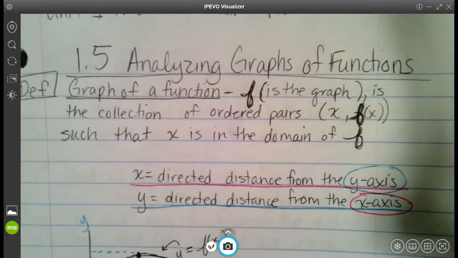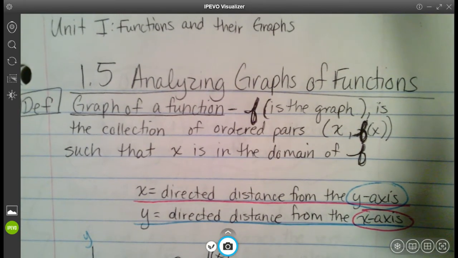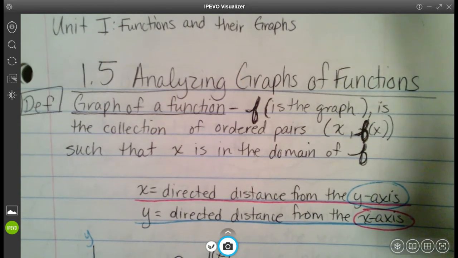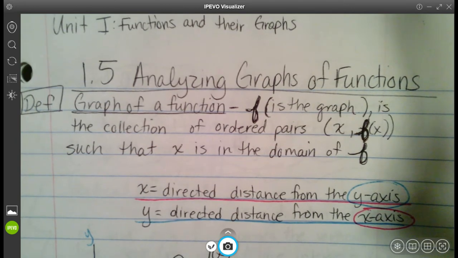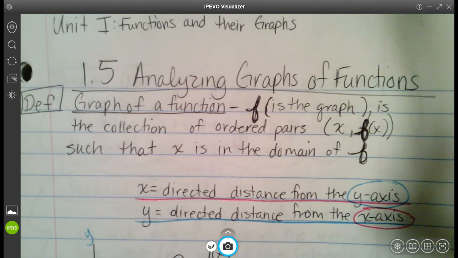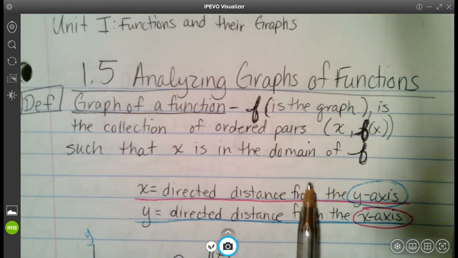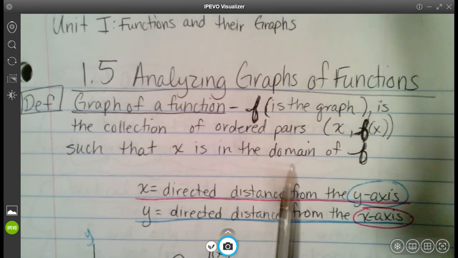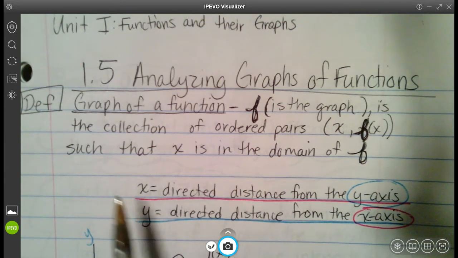This video is going to cover section 1.5, still unit 1, and this is going to be analyzing graphs of functions. Okay, so we have a definition here at the top that the graph of a function f is the collection of ordered pairs (x, y), or (x, f(x)), as we also know y to be equal to, such that x is in the domain of f. In other words, these values exist in that graph, and that's considered our domain: between which two x values our graph lies on.